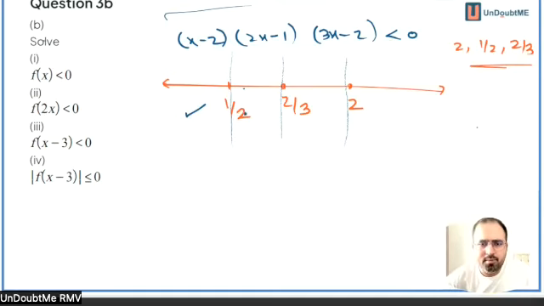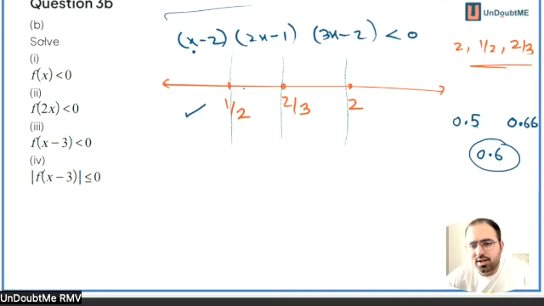After that, 1 by 2 to 2 by 3. 1 by 2 is 0.5 and 2 by 3 is 0.66. So just to check, you can put 0.6 in that. Once again, you have to just check the sign, so no need to solve. When I put 0.6 over here, 0.6 minus 2 will be negative. 0.6 into 2 will be 1.2, minus 2 is negative, and 0.6 into 3 is 1.8, 1.8 minus 2 is negative. So negative times negative is positive. I cannot take this region.